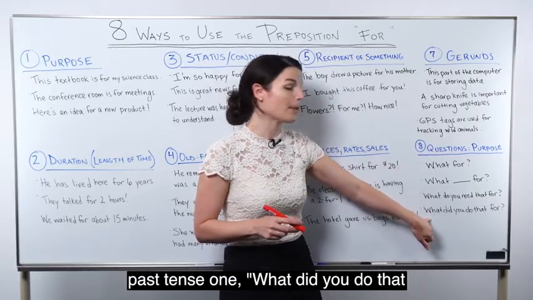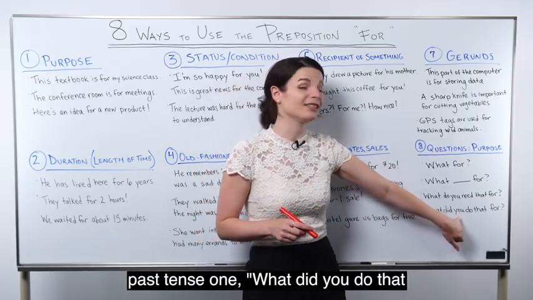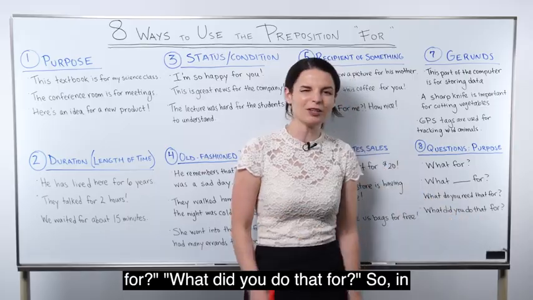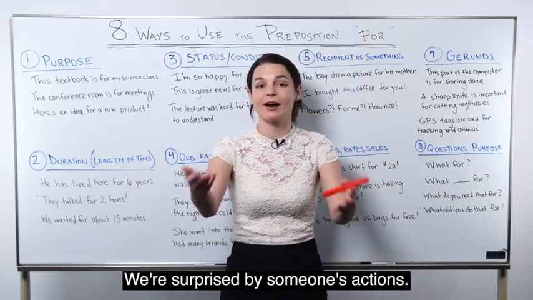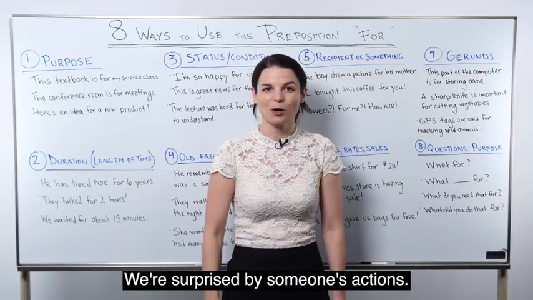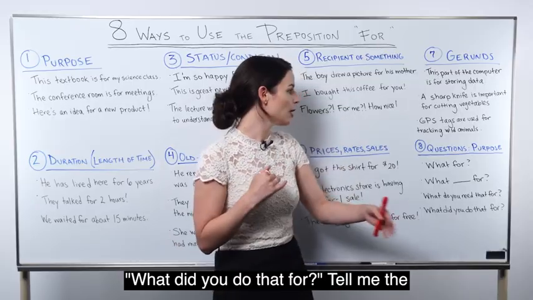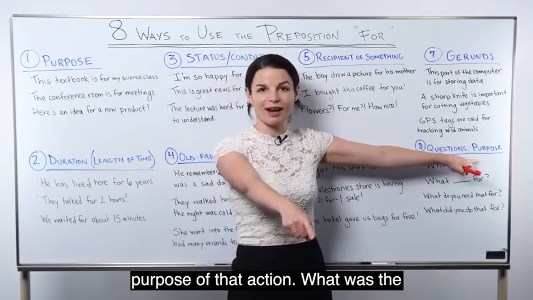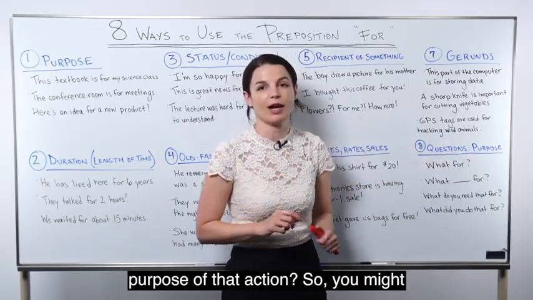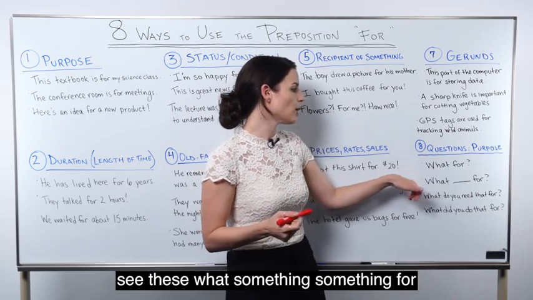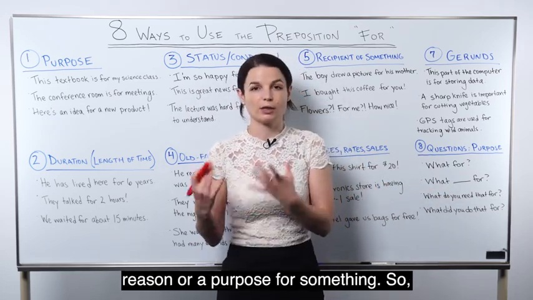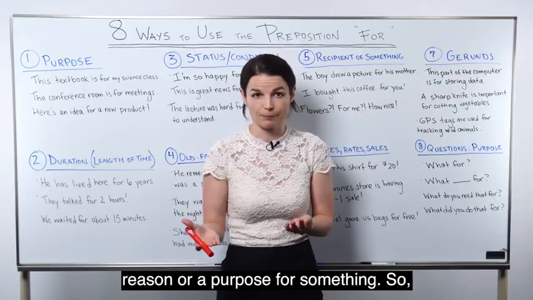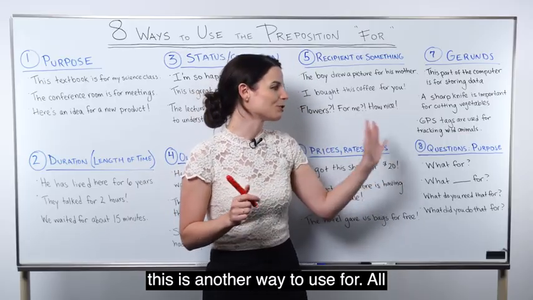And another one, a past tense one, what did you do that for? So in this case, it's a past tense thing. We're surprised by someone's actions. What did you do that for? Tell me the purpose of that action. What was the purpose of that action? So you might see these what something something for questions, and these are asking for a reason or a purpose for something. So this is another way to use for.